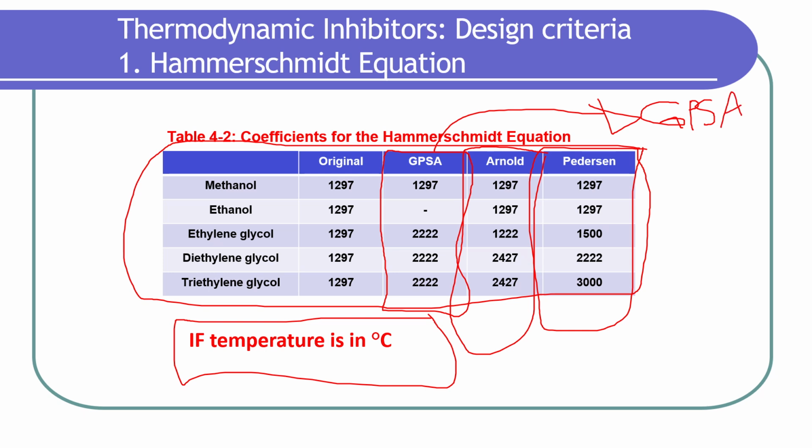But you have to keep in mind that this value applies if you are using the temperature in Celsius. If you are using the temperature in Fahrenheit, you're going to use the other values, which are 2335 for methanol and 4000 for the glycols.